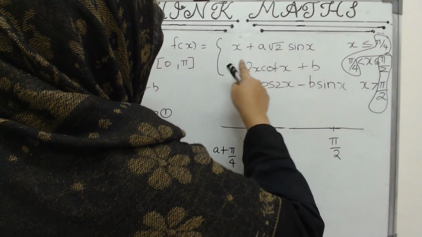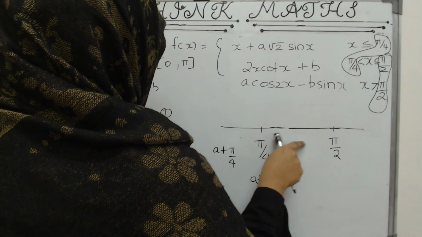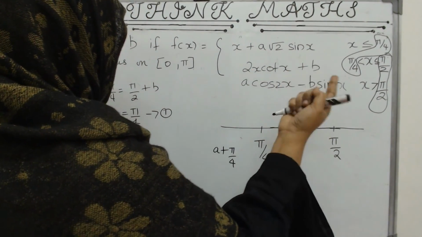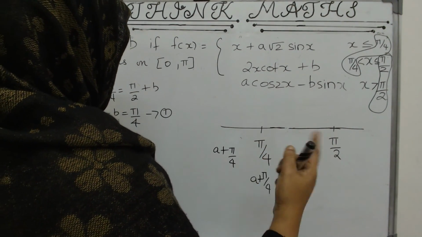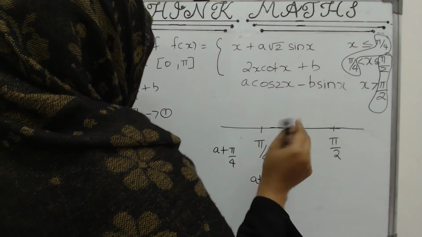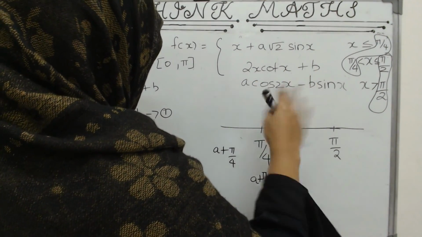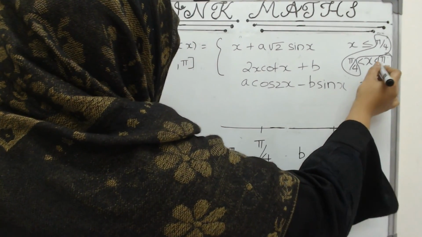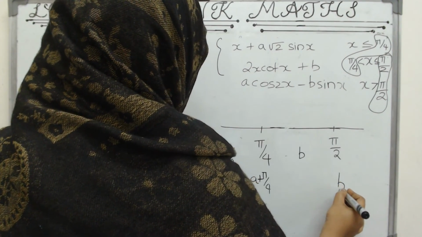So see here, pi by 2. How does it behave when it comes from the values less than pi by 2? Here put pi by 2, here put pi by 2. If you put pi by 2, what will you get? Cot pi by 2 is actually 0. Cot 90 is actually 0 because cos 90 is 0. So cot 90 becomes 0. This whole thing becomes b. This is less than or equal to. So at pi by 2 also the same value.